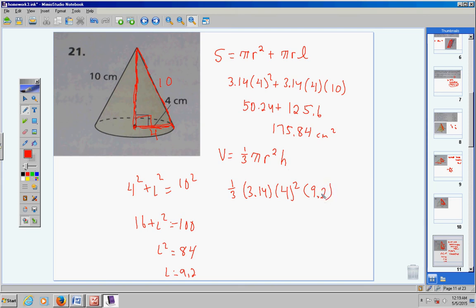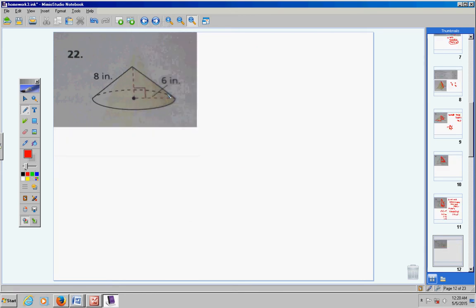And here we go. 1/3 times 3.14 times 16, 4 squared is 16, times 9.2. And the answer I'm getting is 154.069. I'm checking it now in the book, and they're getting 154 also, just like us. So the answer is 154 centimeters cubed, because you're dealing with volume. Alright, moving on to number 22.